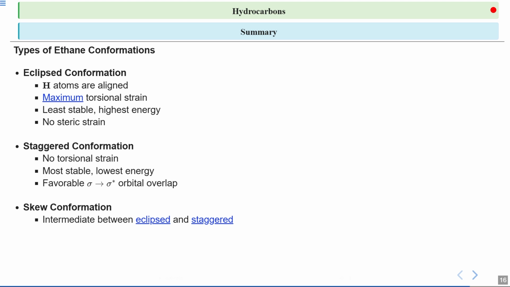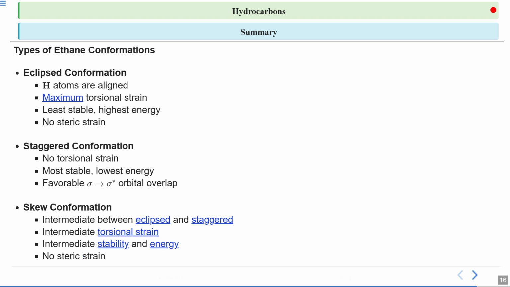Now, its energy is also intermediate between the eclipsed and the staggered one. It is not as strained as the eclipsed conformation and not as relaxed as the staggered one. Consequently, the skew conformation has intermediate stability and energy. It is like being halfway between standing and sitting comfortably, right? Similar to the eclipsed conformation, there is no steric strain in the skew conformation. The atoms are not too close to each other.